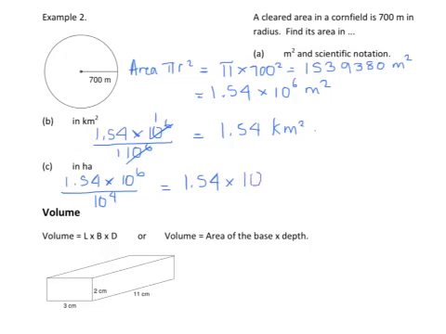So we have 10 to the power 6 minus 4, 1.54 by 10 to the power 2. And remember that's hectares, which can be abbreviated with just HA, writing it as a conventional number, 154 hectares.